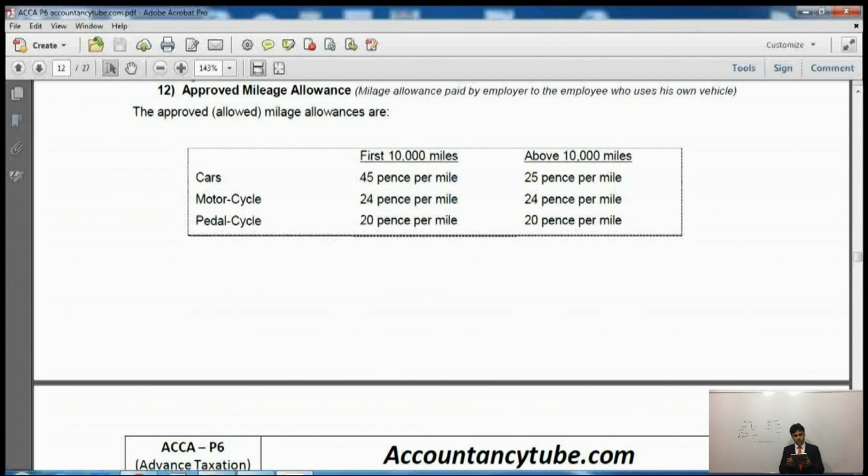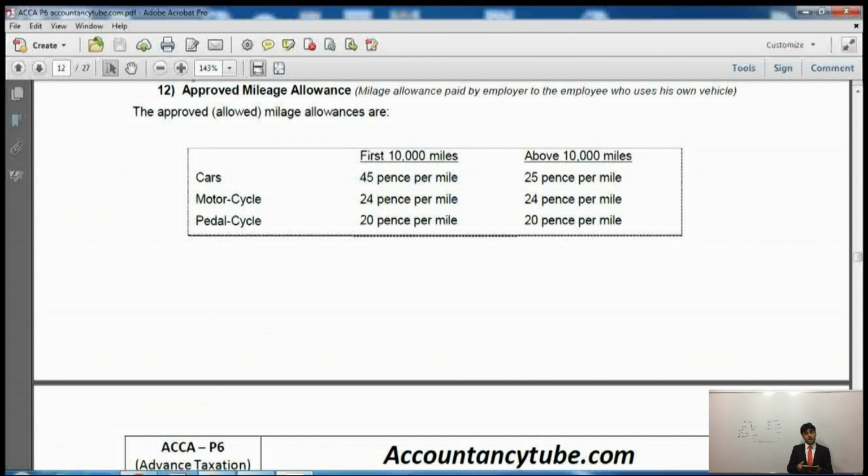Now approved mileage allowance, this table beneath that where it says cars, motorcycles and pedal cycles, and this first 10,000 miles and above 10,000 miles, this table will be given to you in the exam, so you do not have to worry about it. But what is this approved mileage allowance? Now for example, if you are driving your own car for business purposes, but your boss is paying you some amount to run your car, so he's paying something towards the fuel, so that whenever you go on audit or tax consultancy towards your clients, then he will pay you for the fuel.